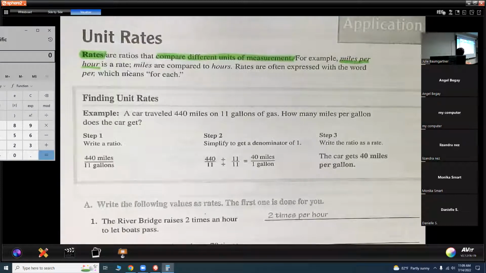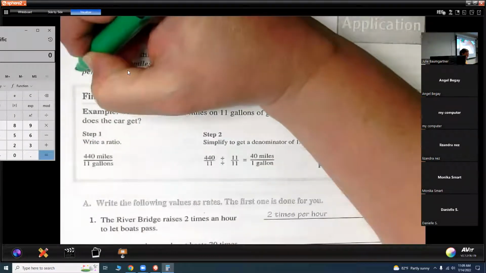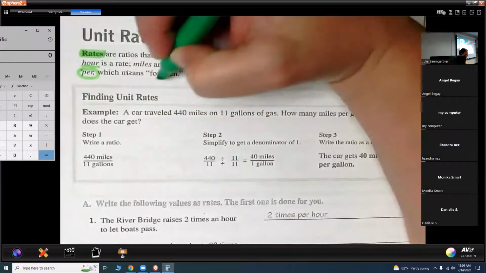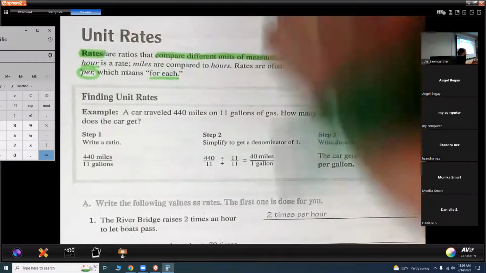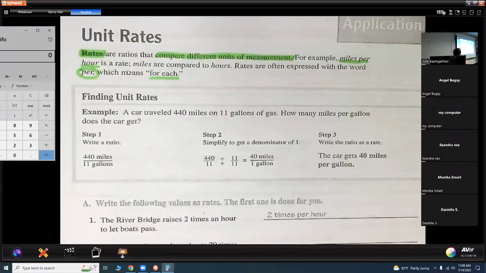So the rate of miles per hour is comparing miles, distance traveled, to time traveled. Rates are often expressed with the word per. So we know we're talking about a rate when we hear the word per, like miles per hour, but it is a ratio. And so we can work with it like a ratio.